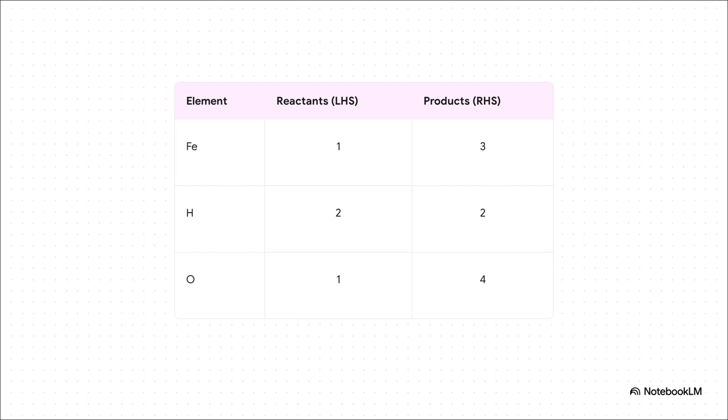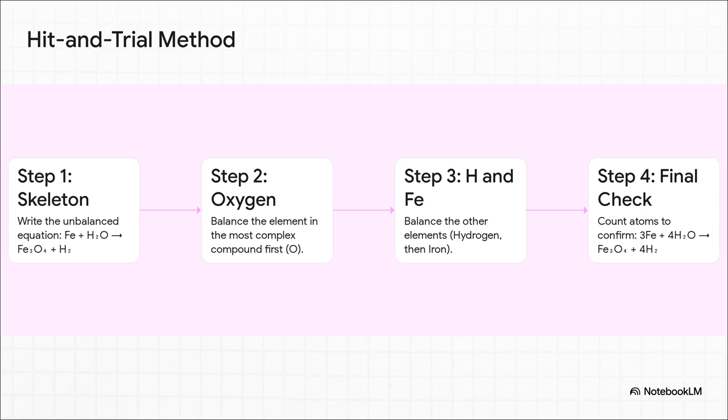What? And we start with 1 oxygen atom, and it magically turns into 4? No way. This equation is breaking the law. It's completely unbalanced. So how do we fix it? We balance it. And the method is kind of like solving a little puzzle. It's often called hit and trial.